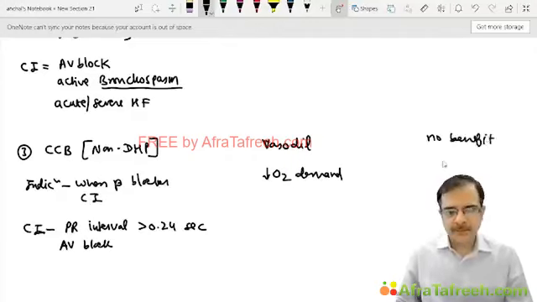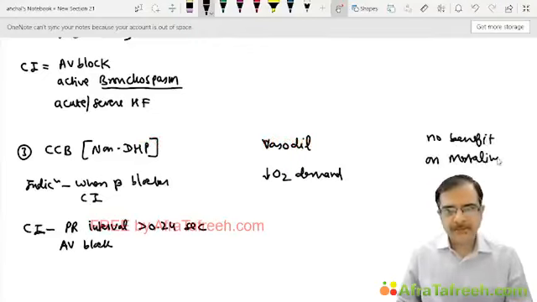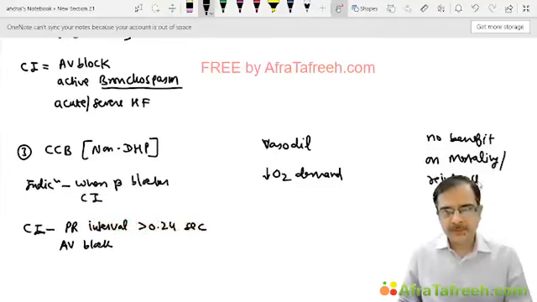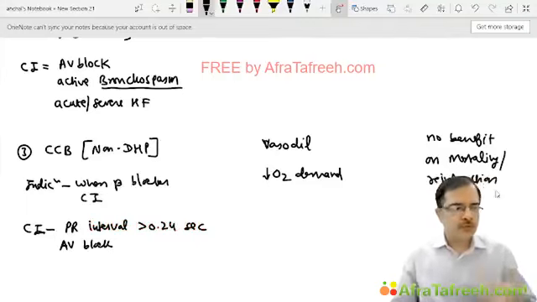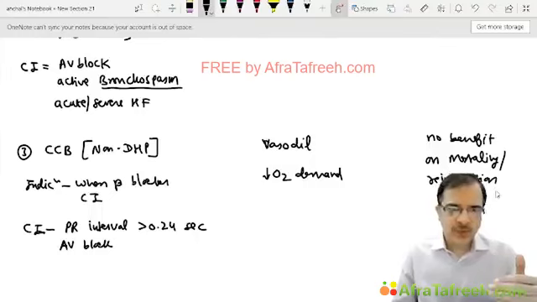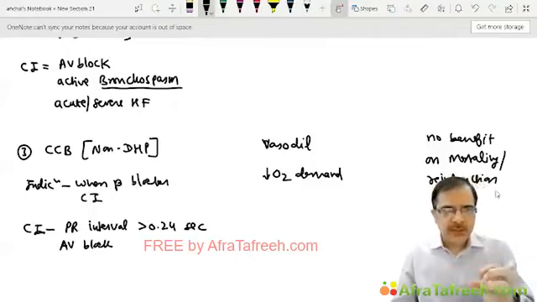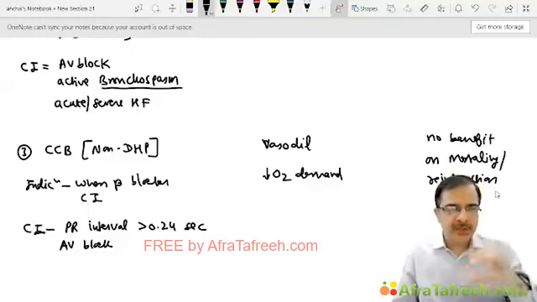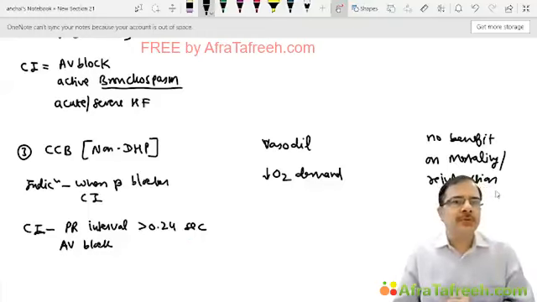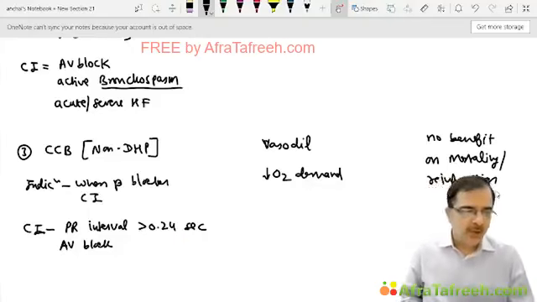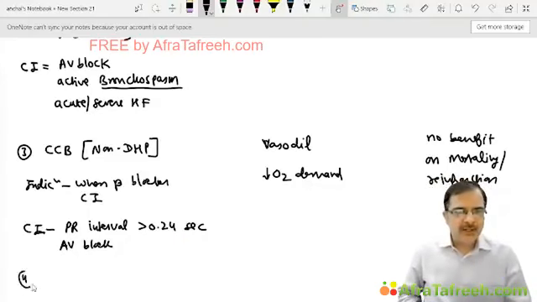Now what is the effect? Effect is no benefit on mortality or reinfarction. So why are we giving them when they have no mortality benefit or reinfarction benefit? We are giving them as anti-ischemic therapy so that the patient's anginal symptom is reduced. So they are given mainly as a symptomatic therapy.